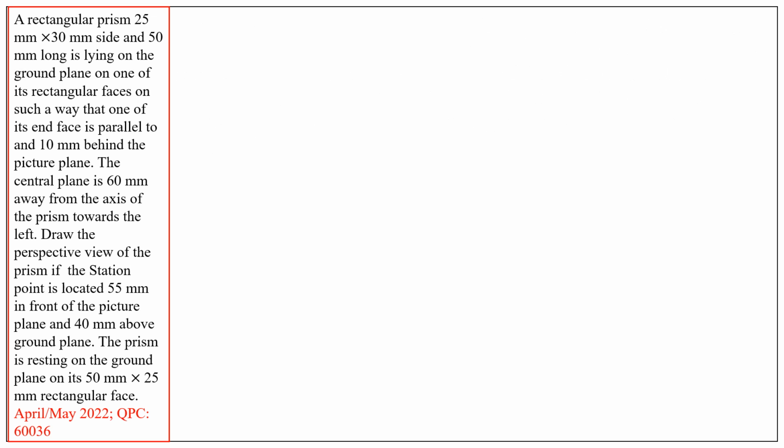It is given that there is a rectangular prism of size 25 millimeters by 30 millimeters and 50 millimeters long. So the solid is shown here: 25, 30 and 50. It has two ends represented in red color and green color. The green color end is on the rear side.